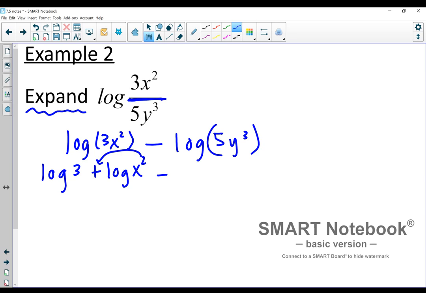Same thing on this one. It's 5 times y cubed. And remember, if I have a minus sign out here, I would need to have brackets: log 5 plus log y cubed.